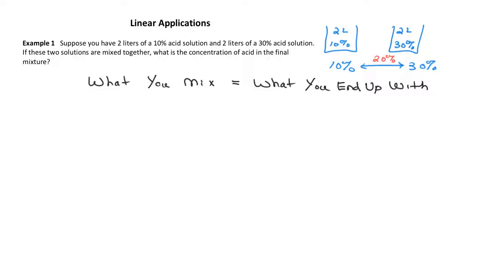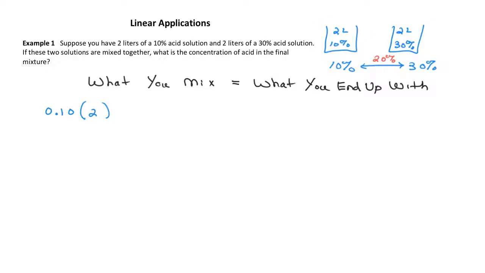So I wrote that out, basically something like this: the two things I pour together and what it equals at the very end. So in terms of what I mix with respect to the two solutions here, it's going to look like the following. I'm going to take 10% of 2 liters. This is the amount of acid in this container.